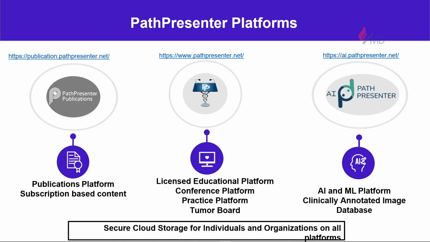There's no platform available. So what we have built is a platform called PathPresenter, that allows people to upload data and share it for multiple different uses actually. Currently Harvard is using our publication platform for doing all their conferences. Sloan Kettering is using the public platform, that is pathpresenter.net, for all their internal conferences and even for the tumor boards. And then there are a lot of people using the AI platform, and we also provide secure cloud storage for all these different institutions and organizations, and for individuals to upload data.